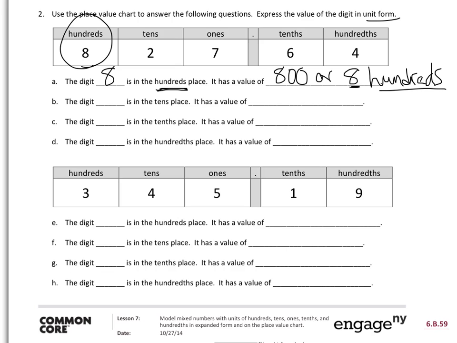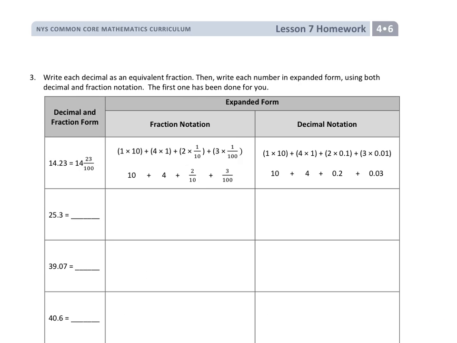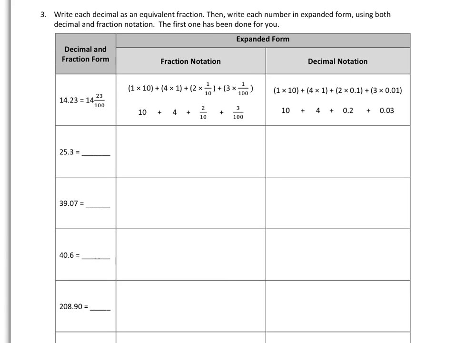So students, when they get down to here, tenths and hundredths, are going to want to be really conscientious of where that place value is. On the back side, this is something that we practiced in class today using both the fraction notation and the decimal notation. And you'll see the only difference is how they represent the tenths place and the hundredths place as a fraction or as a decimal. Nothing changes in the tens and ones, but it just changes in the form that they see here.